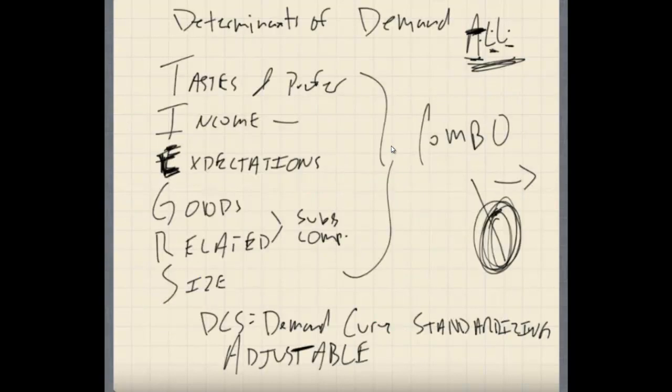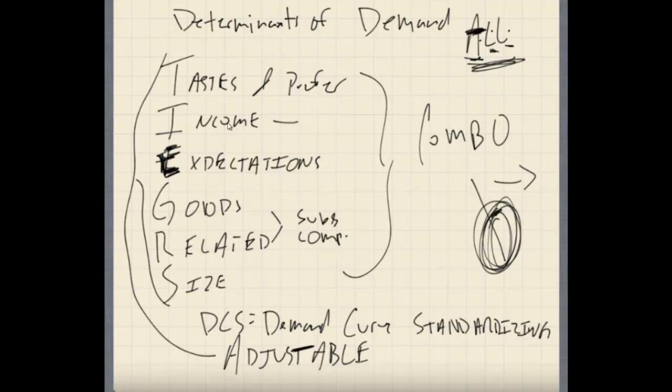When we come to tastes and preferences, this is basically what people are wanting, what they're preferring. There are so many variables here: what's happening socially, culturally, a big movie, maybe a certain music group. There are all sorts of things that affect this, but you can adjust any of these. That's the big lesson here. You can adjust all of these variables and any other variable to move our demand curve. So we can adjust tastes and preferences.